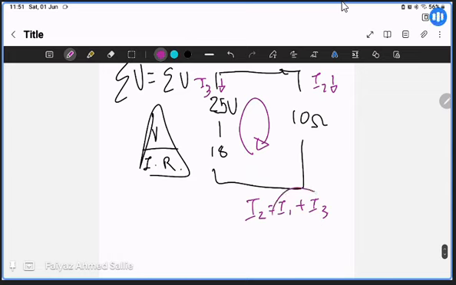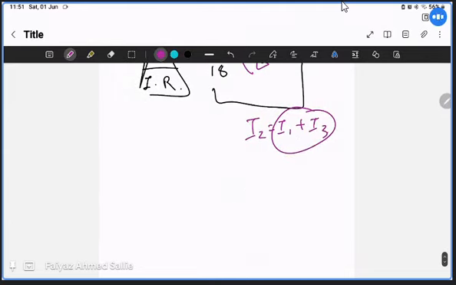So why do we add? Because the voltage has to divide. Remember that you have I2 here, and as it travels, it's going to divide into I1 and I3. So I1 plus I3 is going to equal I2.